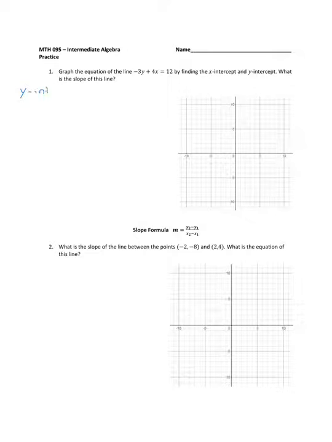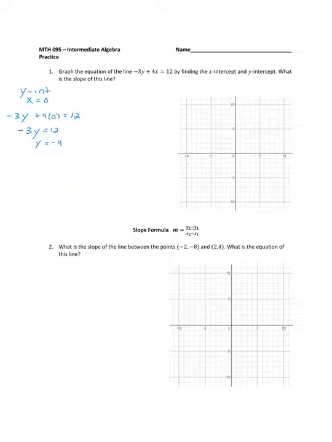If you want to find the y-intercept, you let x equal 0 within your equation and solve for y. So your equation becomes negative 3y plus 4 times 0 is equal to 12. This is typically a very simple equation because the part with the x goes away. You have negative 3y is equal to 12. Dividing both sides by negative 3 gives you y is equal to negative 4.